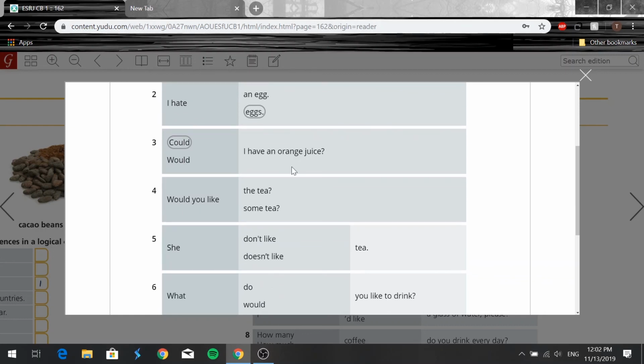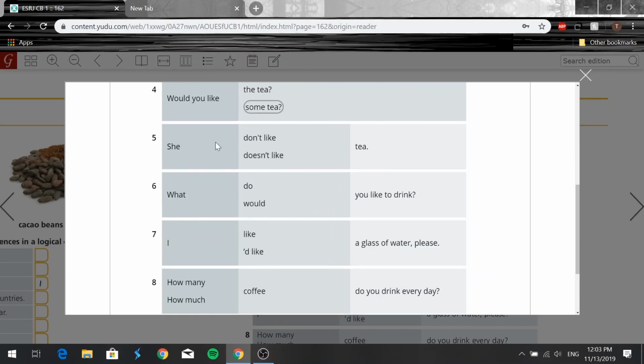Okay, so could I have an orange juice? Would you like the tea or would you like some tea? We'll say some tea, because we use some with uncountables in polite offers. So would you like some tea? She doesn't like or she don't like tea. We'll say she doesn't like tea.